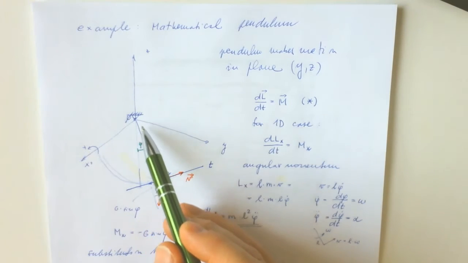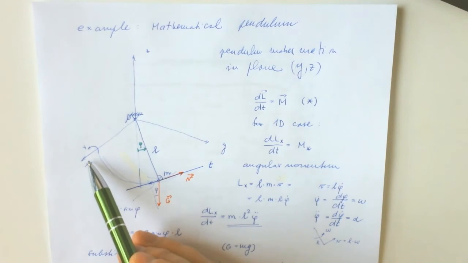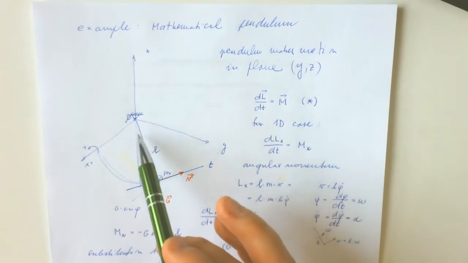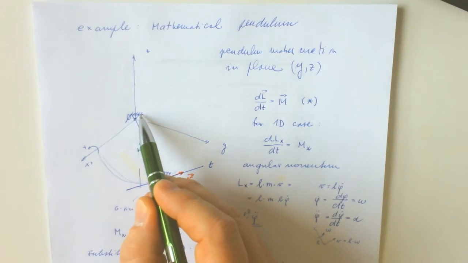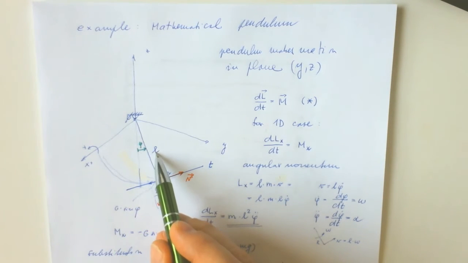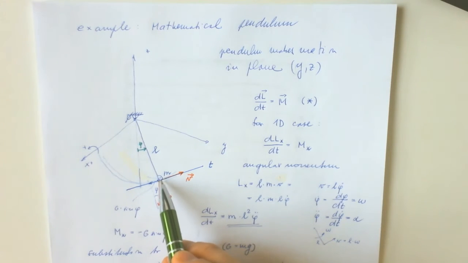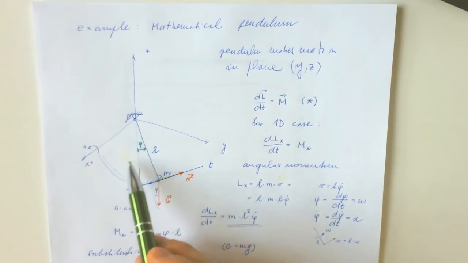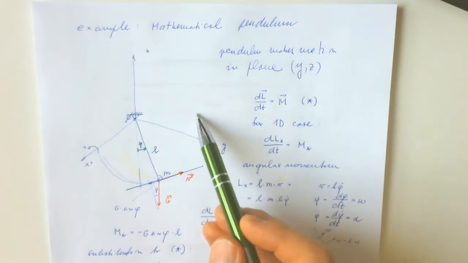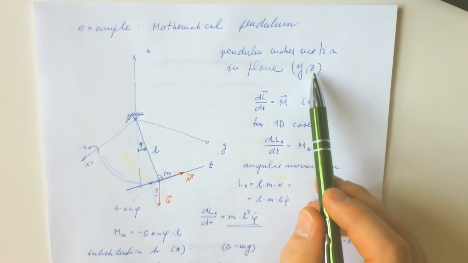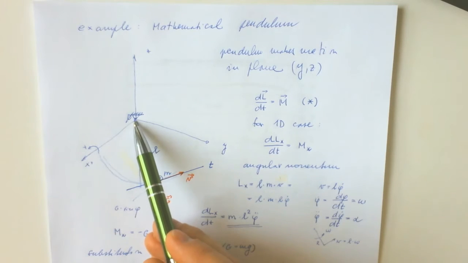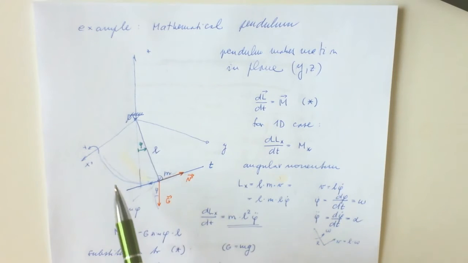So let's draw a three-dimensional coordinate system, and there is a rotational joint, there is a rope or string, a massless string of length L, and there is a particle with mass m, and it makes motion in this plane. So it is the plane YZ, and x is perpendicular to this plane.